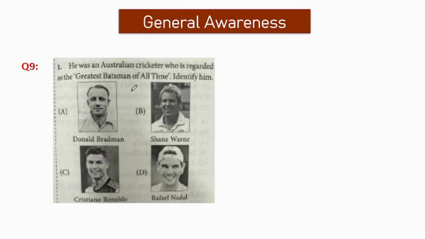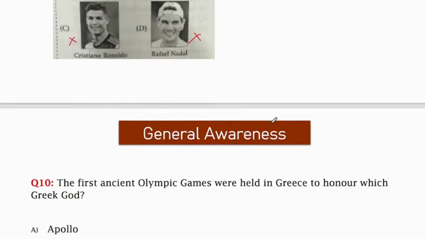Okay, so let's answer this question. Greatest batsman. I am not going to give you any details about this. Just by looking at the question, greatest batsman. Shane Warne was a bowler. This option is ruled out. Cristiano Ronaldo is a footballer. Rafael Nadal is a tennis player. Three options are ruled out. Sir Donald Bradman is the greatest batsman of all time, Australian cricketer. Right? So the answer is Donald Bradman. Moving on to the next question.